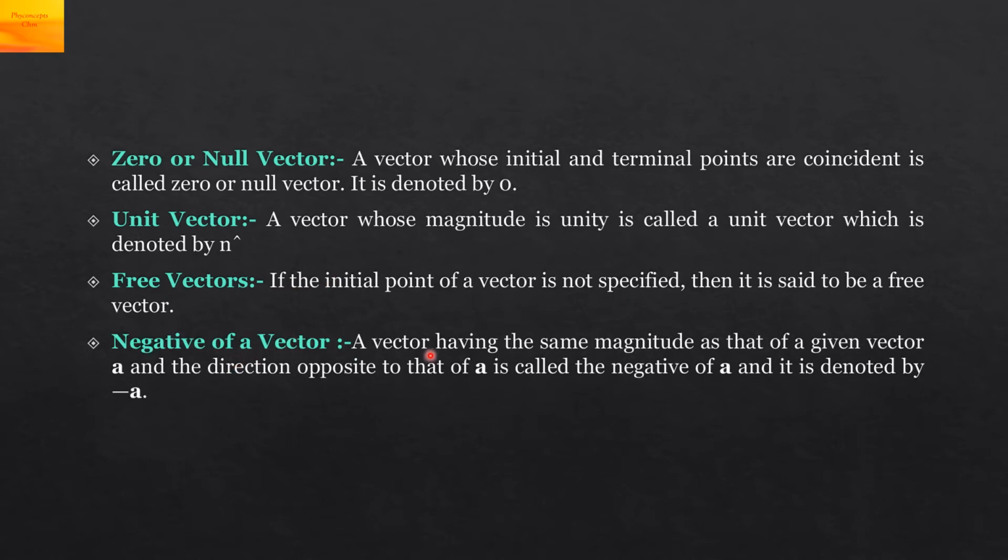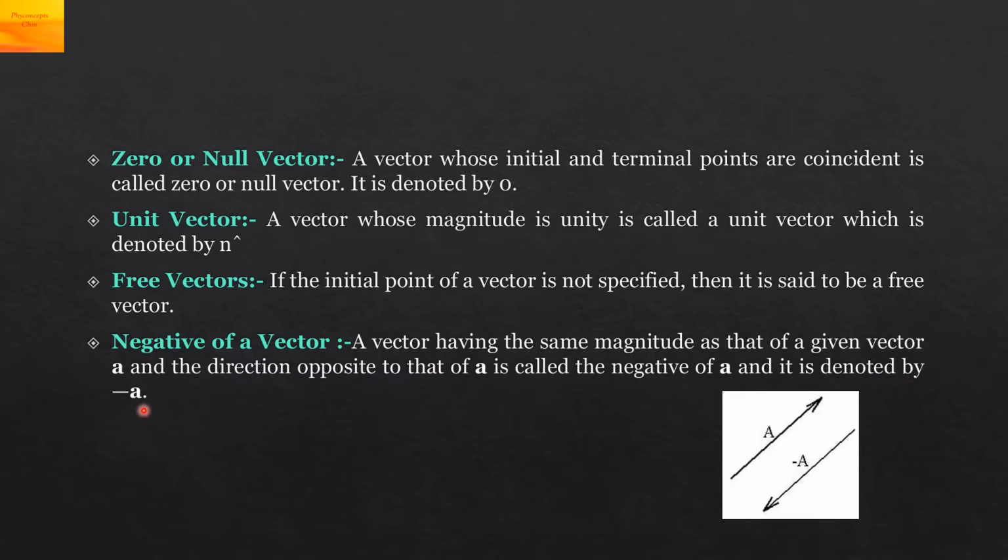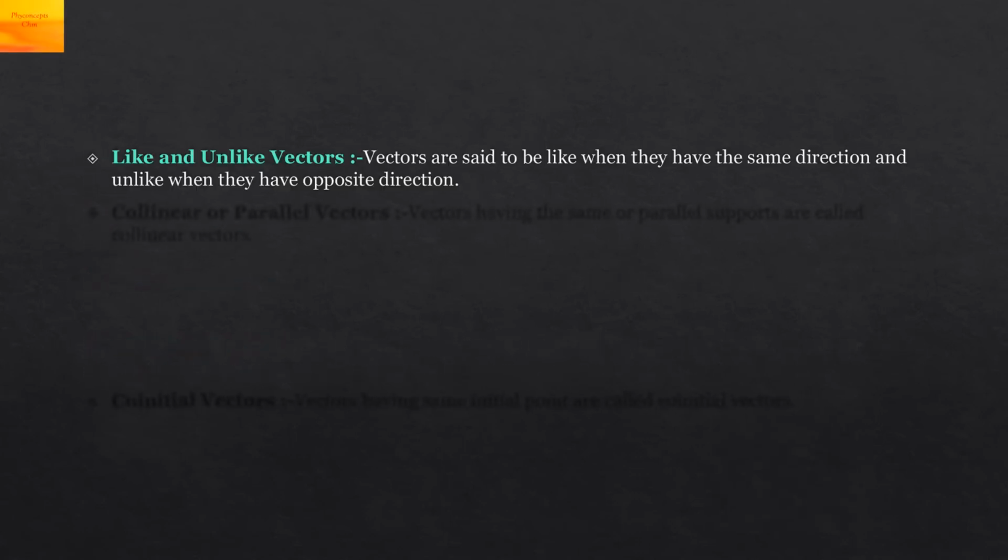Negative of a vector: having the same magnitude as that of a given vector A and the direction opposite to that of A is called the negative of A and it is denoted by minus A. So this is the negative of this vector. Like and unlike vectors. Vectors are said to be like when they have the same direction and unlike when they have opposite direction.